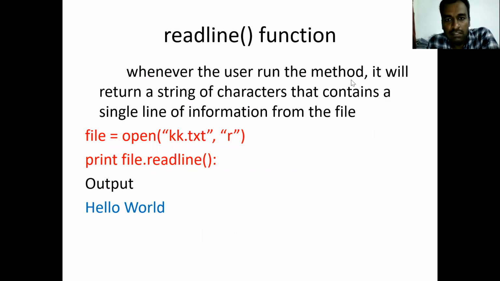Next, the use of readline. Whenever the user runs this method, it returns a string of characters that contains a single line of information from the file. That means if you want to open kk.txt in read mode, and kk.txt already has some content or information, you read that information using the readline method. Print of file name dot readline. The content already in the kk text file is hello world. This content we read by using this R mode, that means read mode.